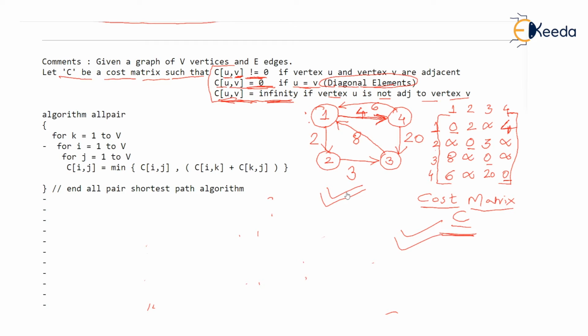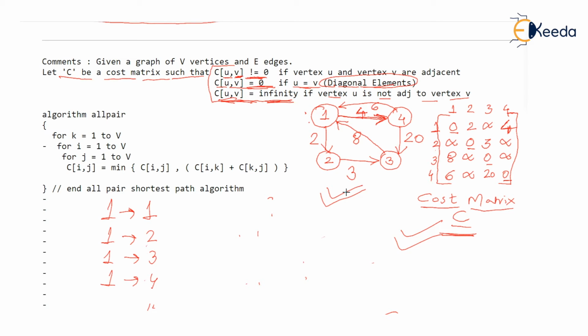So what are the answers we want? What is the shortest distance from 1 to 1 we would like to know? Very silly, isn't it? Shortest distance from 1 to 1 is 0. Come on, if you are at 1, you are at 1. You don't have to travel. But then we want to find the shortest distance from 1 to 2, from 1 to 3, from 1 to 4. But that's not all.